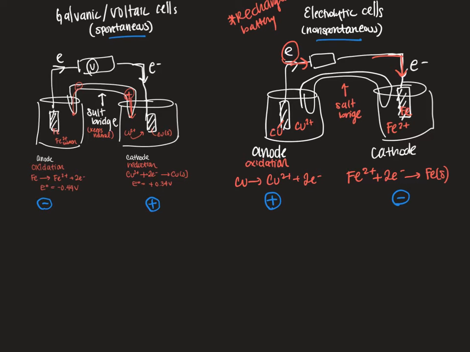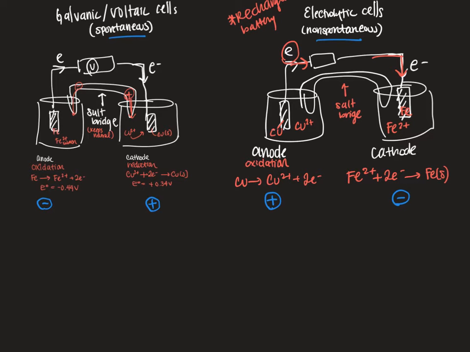Think about it this way. If our electrons are flowing from our anode to our cathode, spontaneously they would want to flow toward something more positive, which is the cathode. If our electrons are still flowing from our anode to our cathode in electrolysis, it's non-spontaneous, so they probably would not want to flow to something more negative. That's how I like to think about it.